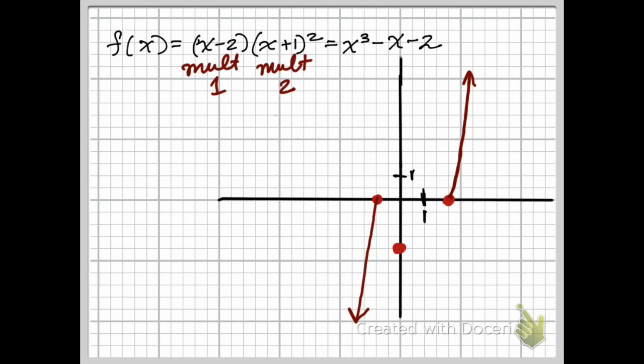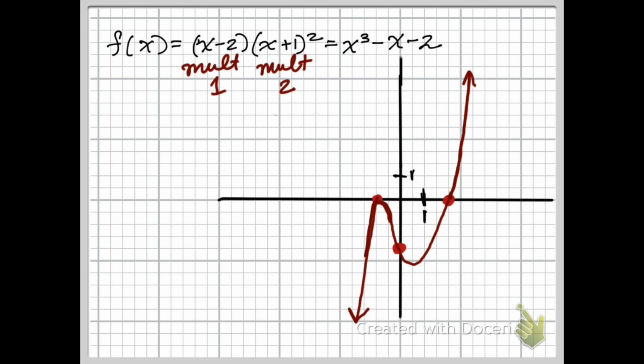When it has a multiplicity of 2, as in this case, that factor, x plus 1 squared, has a multiplicity of 2, that means that the zero we get from that factor does not pass through the x-axis. It bounces off the x-axis. So there's still a zero there, there's still an x-intercept, but it doesn't pass through. It just touches the x-axis. And then this will come down through the y-intercept. And then this other zero at 2, we get x equals 2 from the x minus 2 factor, that passes through the x-axis.